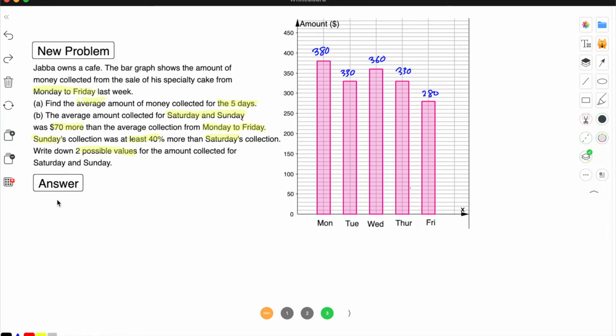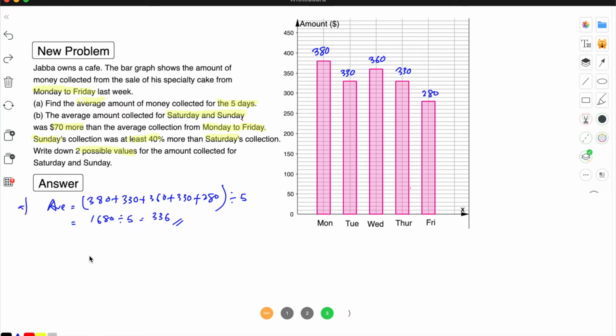So how do we find the average? The average will be the sum of these 5 values. It's 380 plus 330 plus 360 plus 330 plus 280. And then the whole thing will be divided by 5 because there are 5 days. If we press our calculator, we get 1680 divided by 5. That will give us an average of 336. So that's part A.